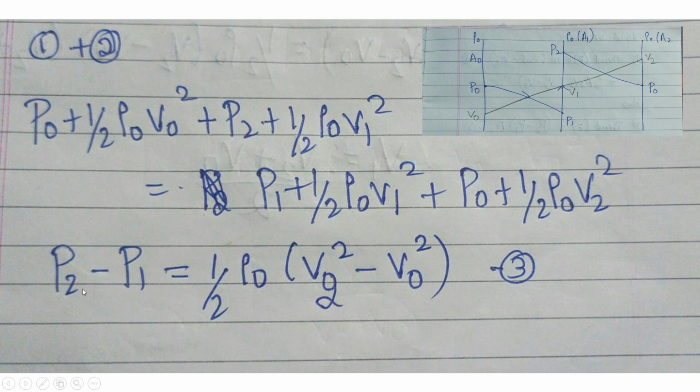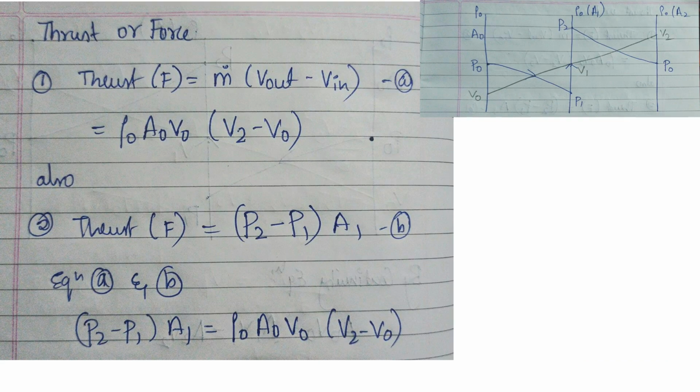P2, this point, P2 minus P1, you take it to the other side, is equal to half rho naught V2 square minus half rho naught V naught square. So by taking half rho naught common, you have V2 square minus V naught square. So this is your overall Bernoulli's equation across the tube.